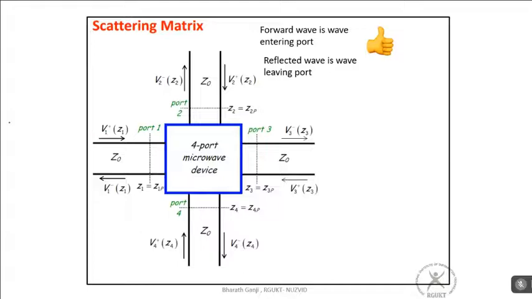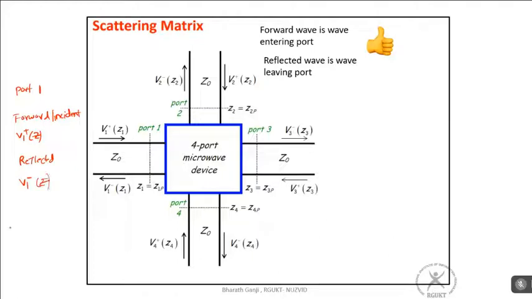So V1 plus of z is a forward wave. I'm writing it for port 1. So in port 1 the forward wave is V1 plus of z. And the reflected wave in port 1 is V1 minus, the forward wave being the incident wave. So the incident wave is V1 plus and the reflected wave is V1 minus of z.